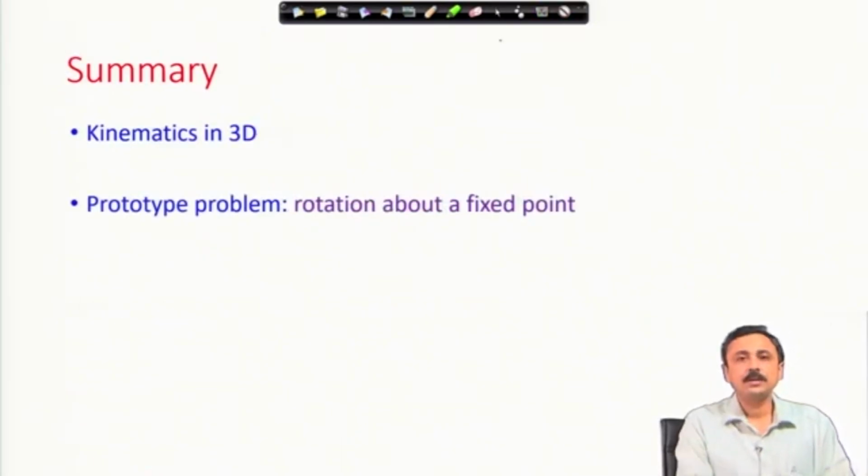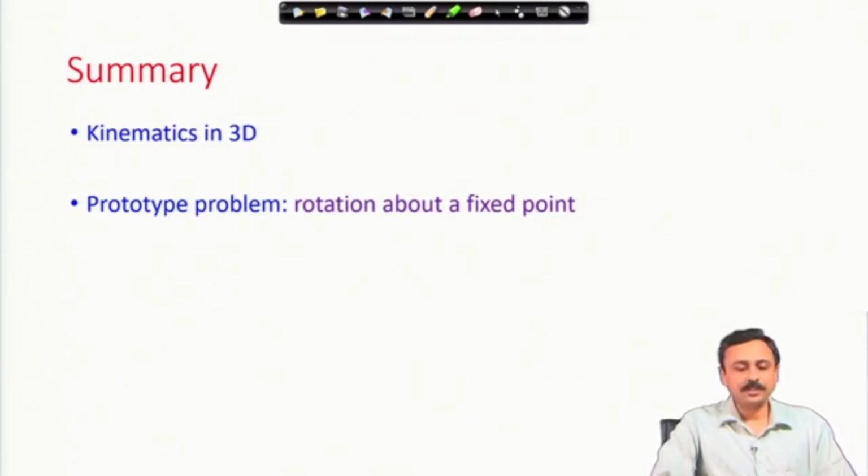To summarize, we started by discussing kinematics in 3 dimensions. We looked at a prototype problem of an axisymmetric body rotating about a fixed point, and we looked at some examples. With that, I will close this lecture.